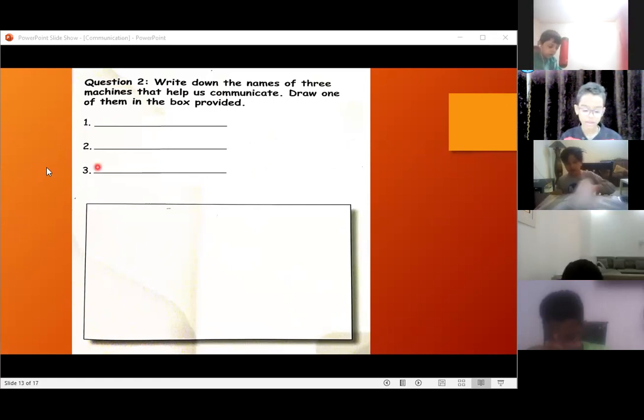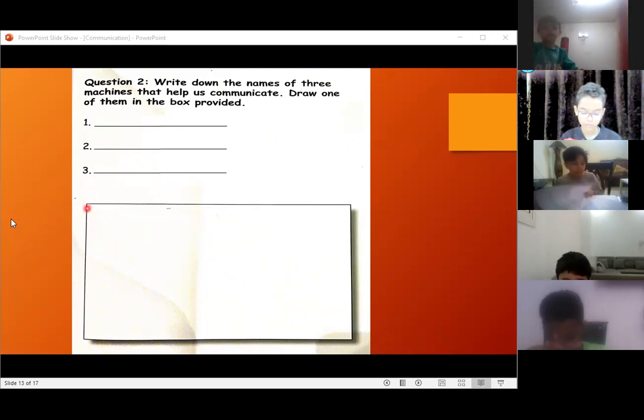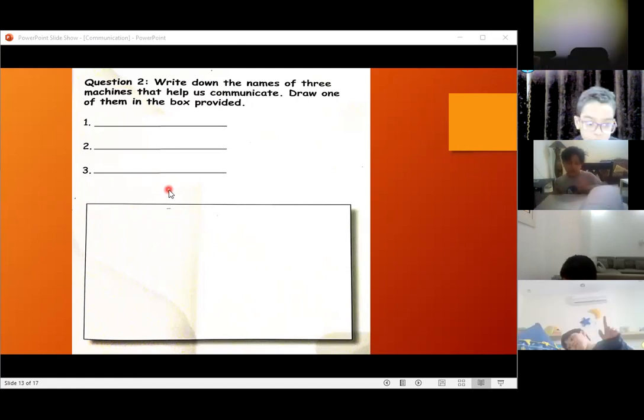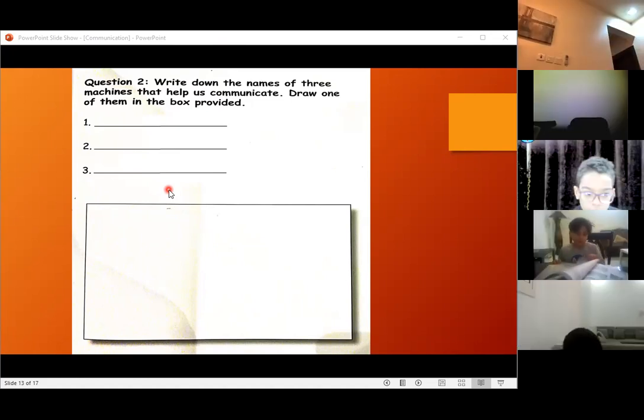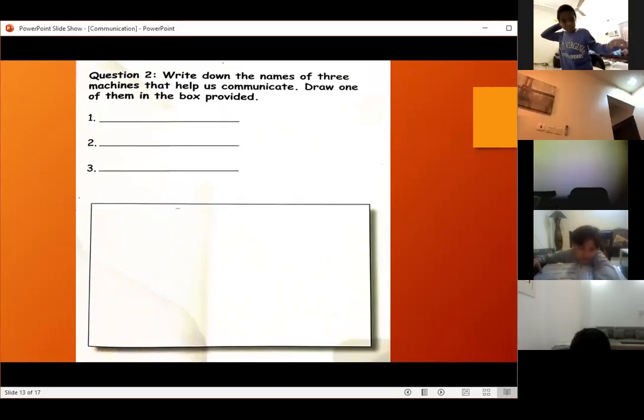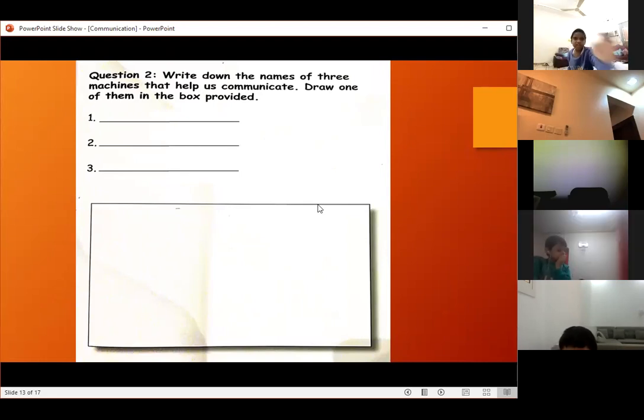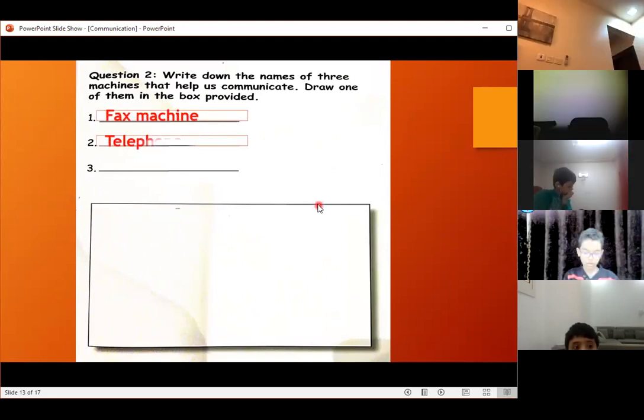Yes. Okay, let me unmute you all. Can you give me the machines we can use nowadays? Yes, laptop also. In nowadays, how do we communicate? Telephone. Computer. Very good. Computer, telephone, mobile. Television. Excellent. What else? Fax machine. Very good. Printer. Okay, so very good. Fax machine, telephone, computer.